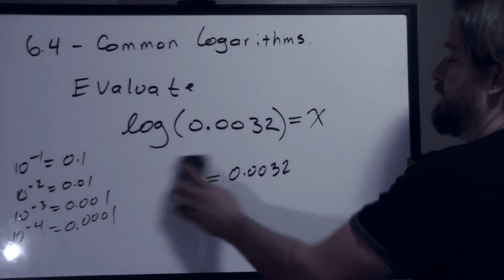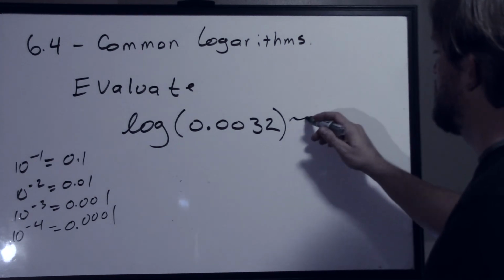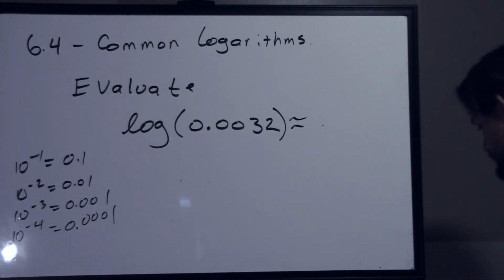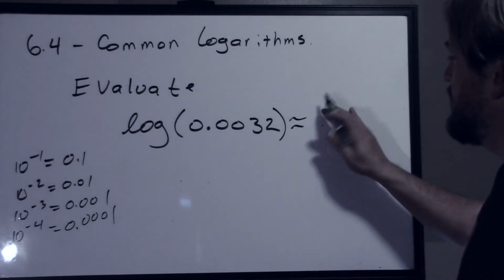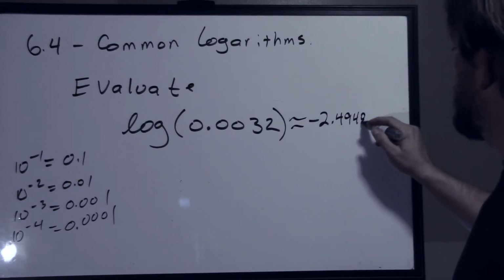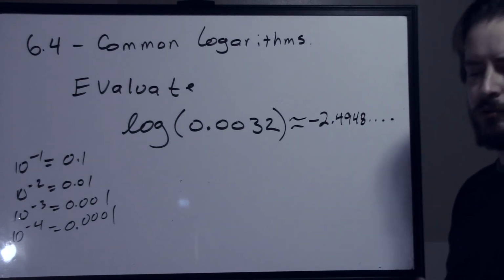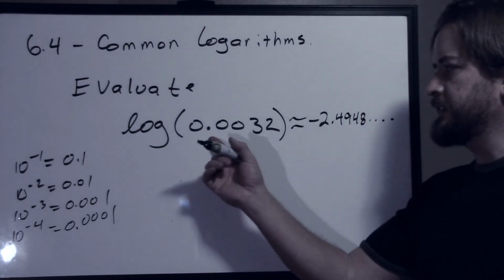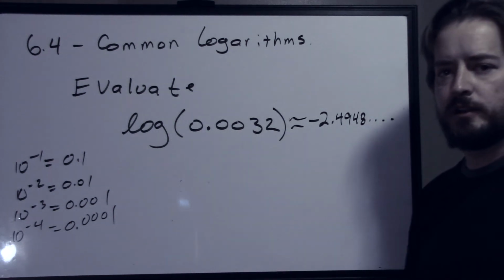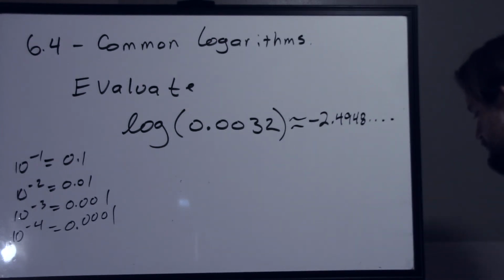If I plug this into my calculator, what do I get? I get -2.4948, something like that. And again, that number just keeps on going. Most of these numbers are going to be irrational. They're not going to stop, they're not going to repeat. If it's not a nice number in here that's a power of 10, it's not even going to be an integer. So that's how we evaluate those logs.